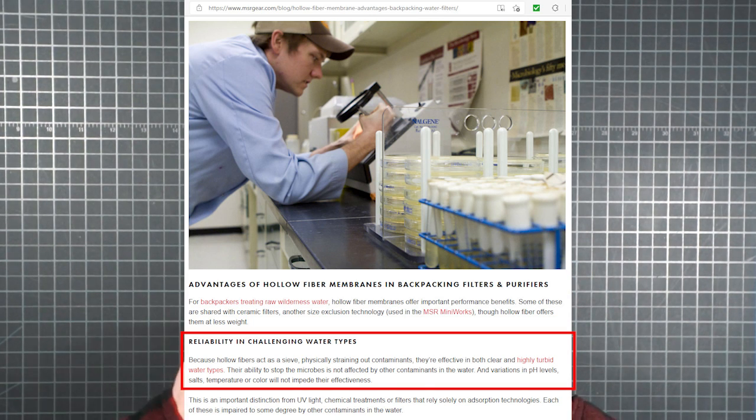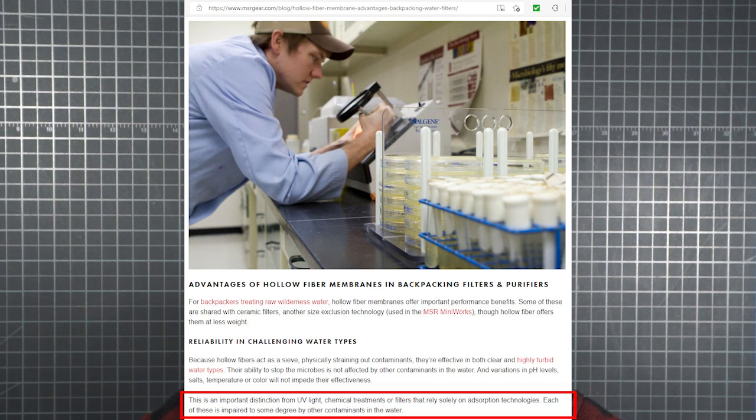Because hollow fibers act as a sieve, physically straining out contaminants, they're effective in both clear and highly turbid water types. Their ability to stop microbes is not affected by other contaminants in the water, and variations in pH levels, salts, and temperature or color will not impede their effectiveness.